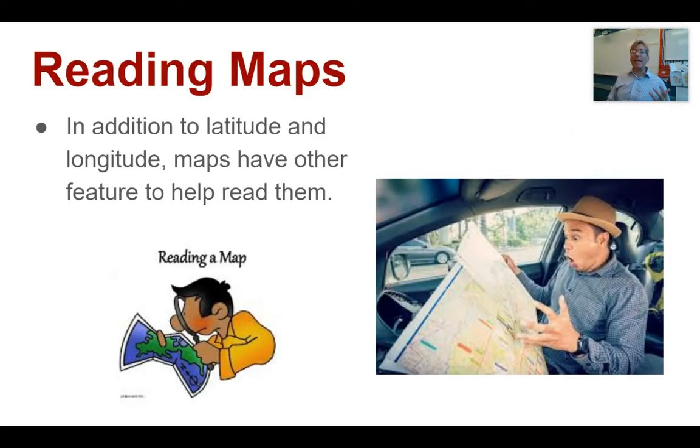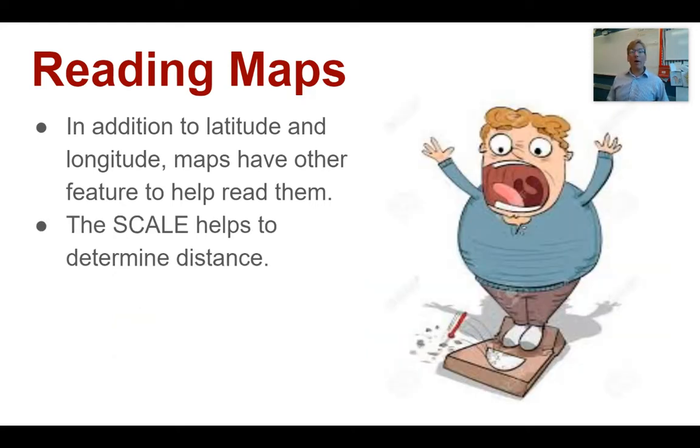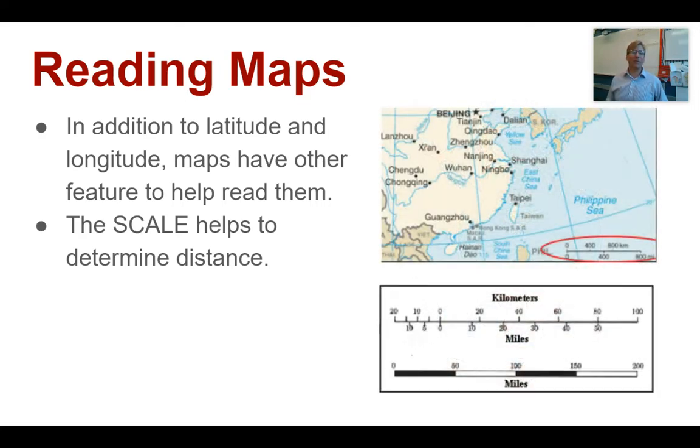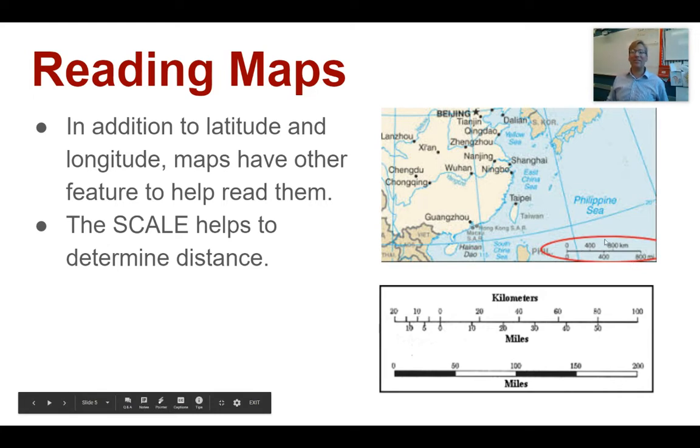Now, for reading maps, there are some things that we need to know in addition to latitude and longitude. And that is the other features that maps have that will help us to read them. One is the scale, and that's going to help to determine distance. No, it doesn't help determine weight. It helps determine distance. Right here we can see a scale, and here it is blown up, to show us the distance between different items on that map.